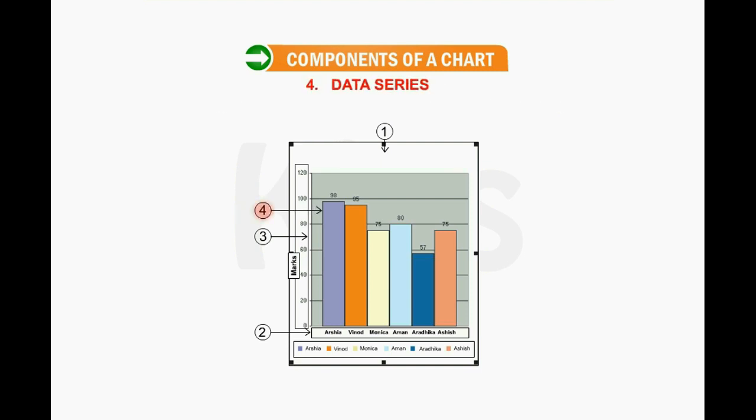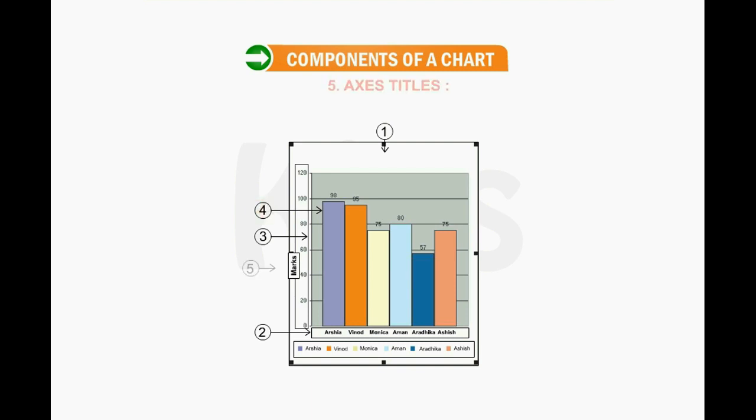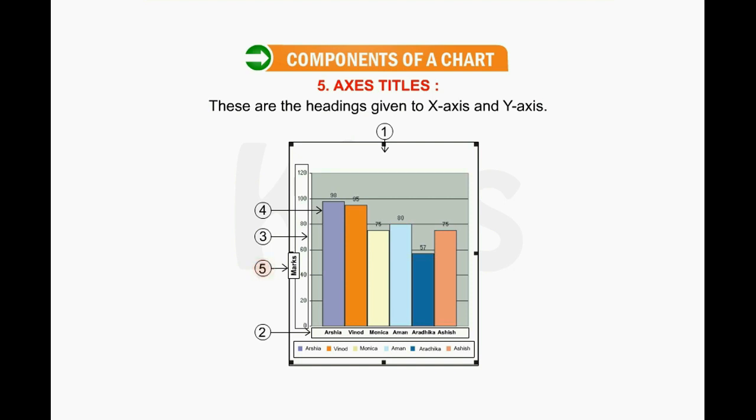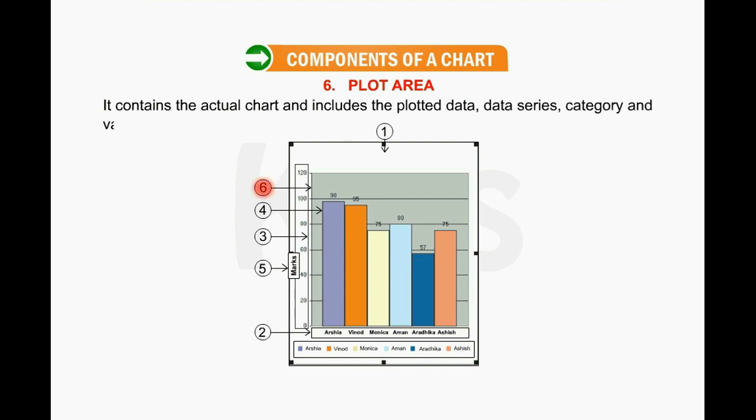Data series. Data series are the bars, slices, or other elements that represent the data values. Axis title. These are the headings given to the x-axis and y-axis. Plot area. The plot area is a window within a chart area. It contains the actual chart and includes the plotted data, data series, category and value axis.